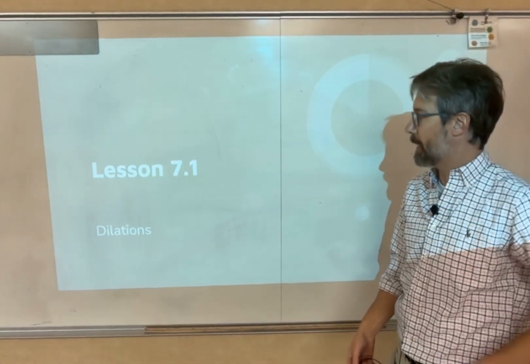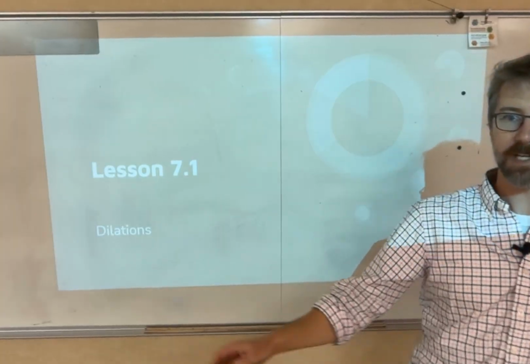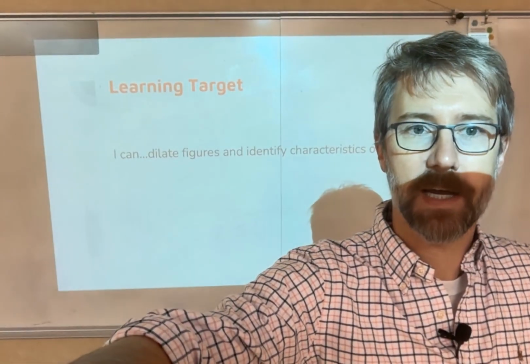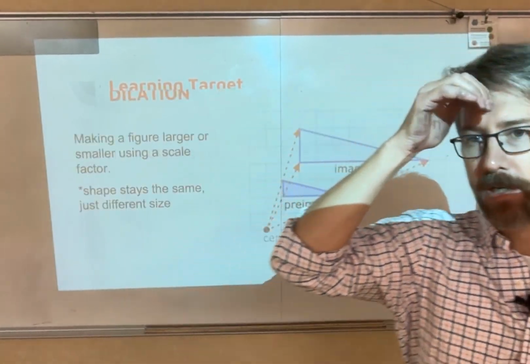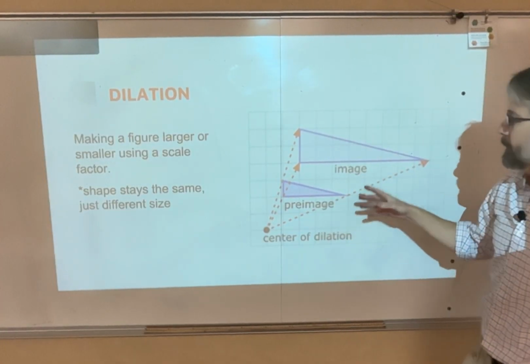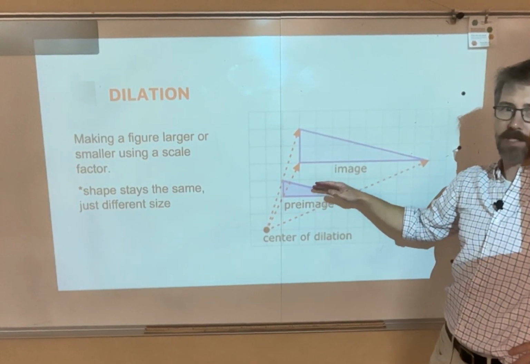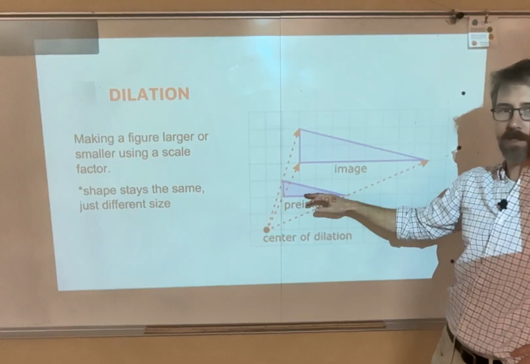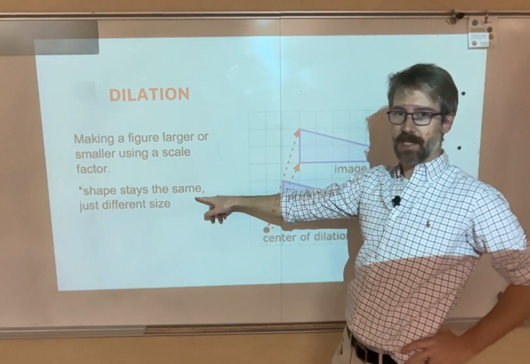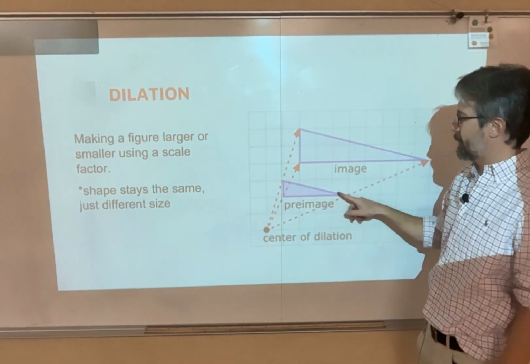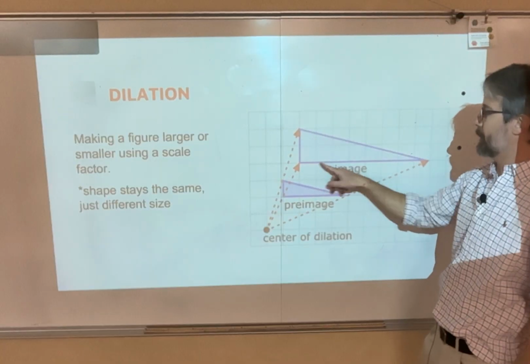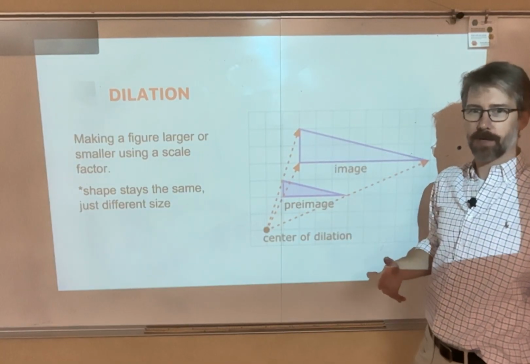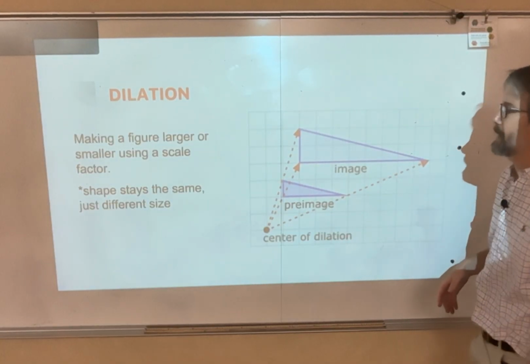This is 7.1 dilations. So what is a dilation? A dilation is a type of transformation that makes something larger or smaller. Notice that the shape stays the same. So this is really like a little version of the same triangle. This is the big version of the same triangle. They're all proportionally the same.